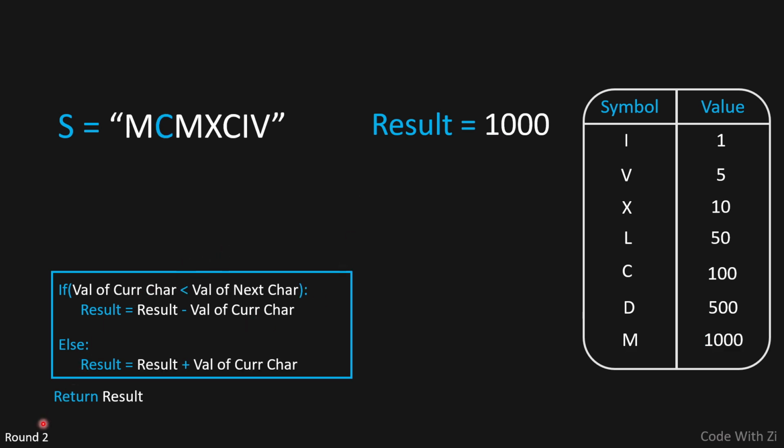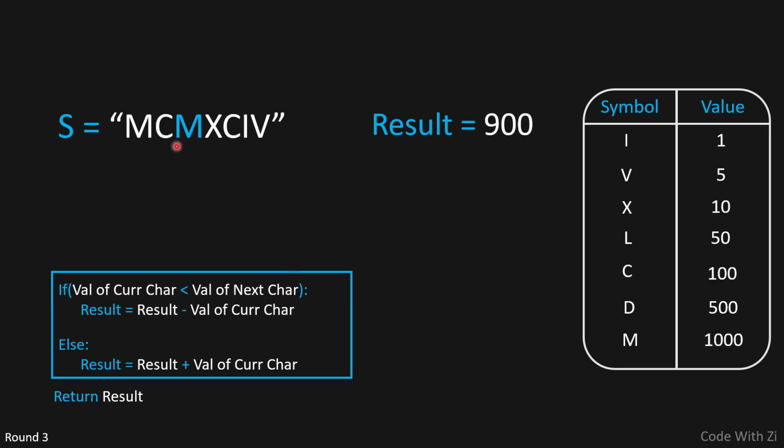As you can see, we're in the second round now, and our current character is gonna be C. So we're gonna say if the value of the current character, which is 100, as you can see, we have 100 here. So let's do that, is smaller than the value of the next character, which is M, and 1,000. Is 100 smaller than 1,000? It is. So we're gonna get inside this if statement and we're gonna say result is equal to result minus the value of the current character. So result is currently 1,000 minus 100, and that's gonna be 900. And then we're gonna move on to the next round.